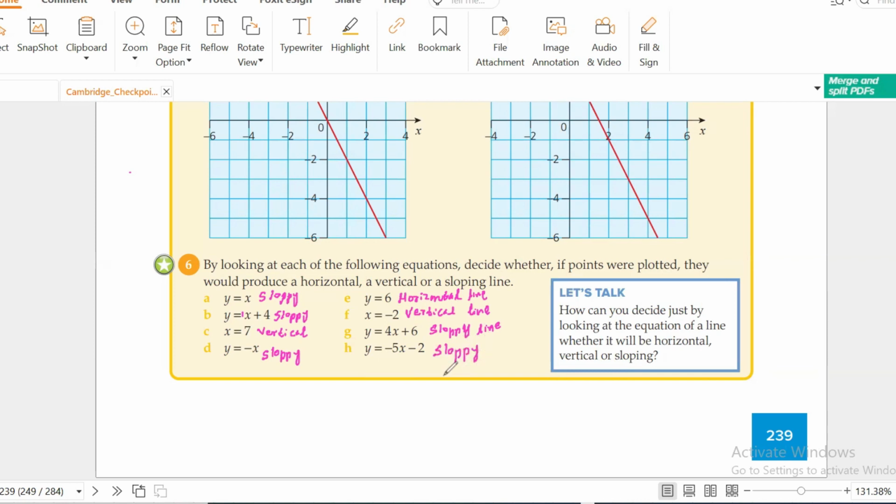So the idea is what? If you have a doubt about how to tell whether it is slopy, vertical or horizontal, just write a few coordinates and plot them on graph paper. When it is horizontal, you will see a straight line parallel to the x-axis. When you plot a few coordinates of a vertical line, you will see the line is parallel to the y-axis. And when you have a gradient, that line is a slopy line, with either positive or negative gradient. I hope it is clear how to recognize a slopy line, horizontal line, and vertical line.